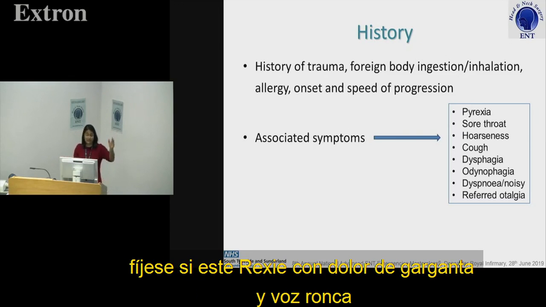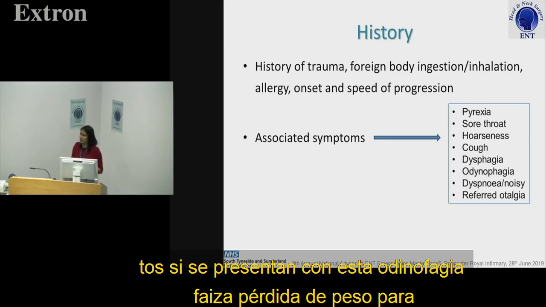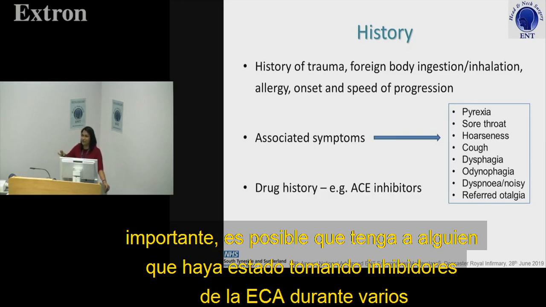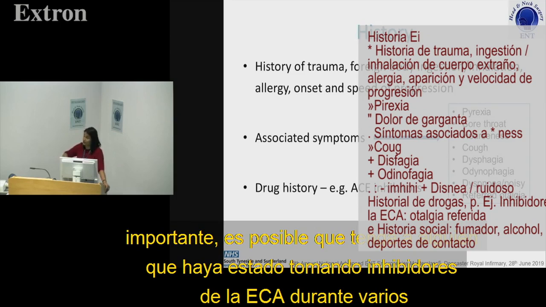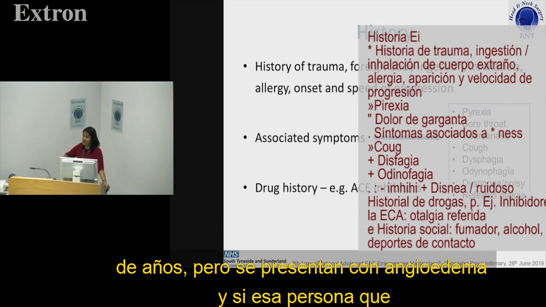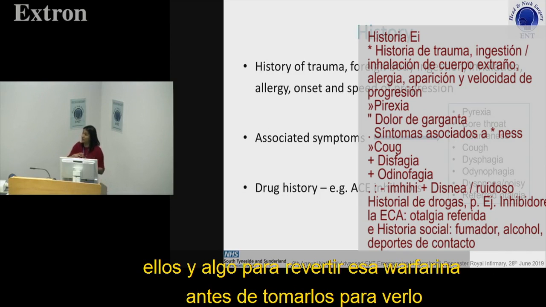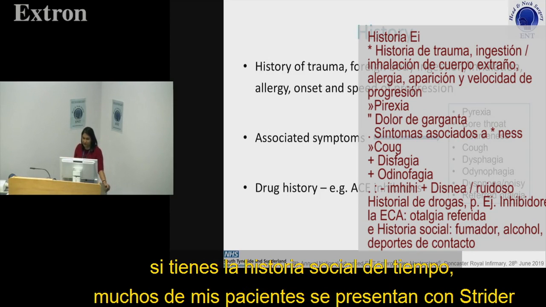These are the things that I look out for: whether there's pyrexia with sore throat, hoarse voice, cough, whether they're presenting with dysphagia or odynophagia, weight loss, for example. And a good history about what drugs they're on is very important. You might have somebody who has been on ACE inhibitors for a number of years, but they present with angioedema. And if that person that you're about to take to theatre is on warfarin, you want to think about giving them something to reverse that warfarin prior to taking them to theatre, if you've got the time.